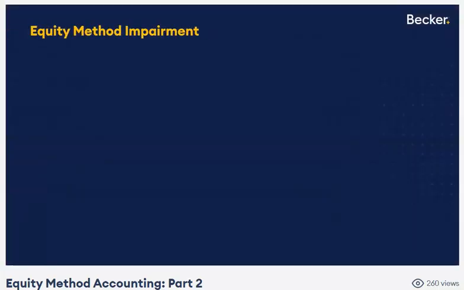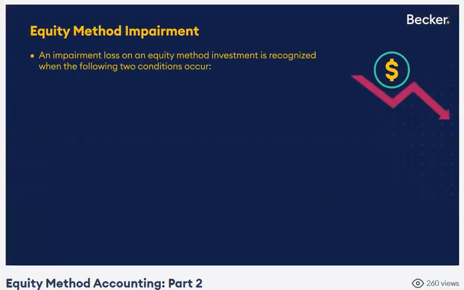Equity method impairment. You ready? Sometimes the asset is impaired. You're going to have to record a loss. Whenever an asset is impaired, you record a loss. You write down the asset, and the loss goes where on the income statement?